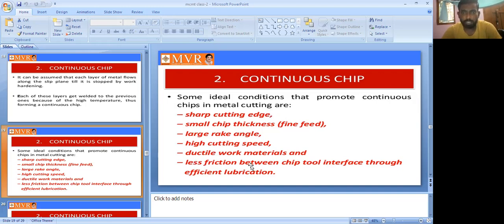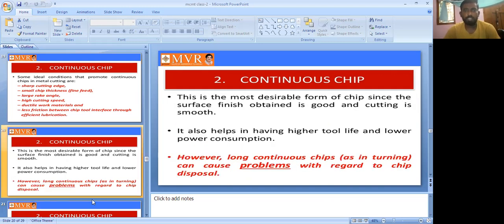Also, less friction between the chip-tool interface through efficient lubrication. So these are the ideal conditions that promote continuous chips in metal cutting: sharp cutting edge, small chip thickness, large rake angle, high cutting speed, ductile work material, and less friction at the chip-tool interface through efficient lubrication.